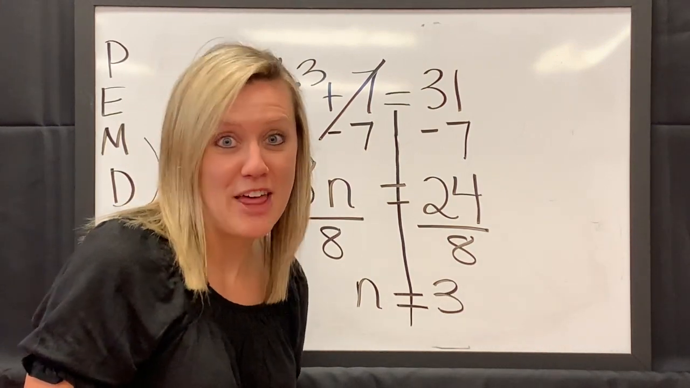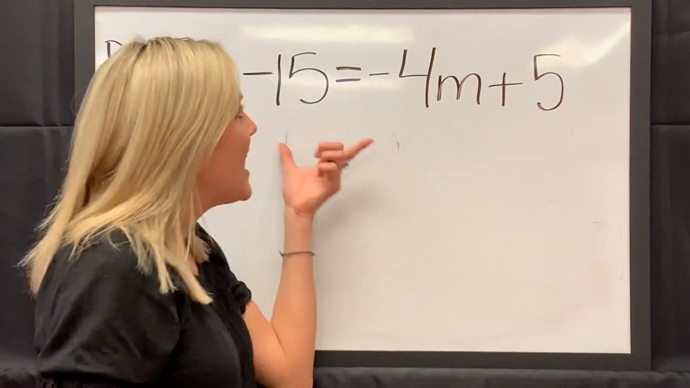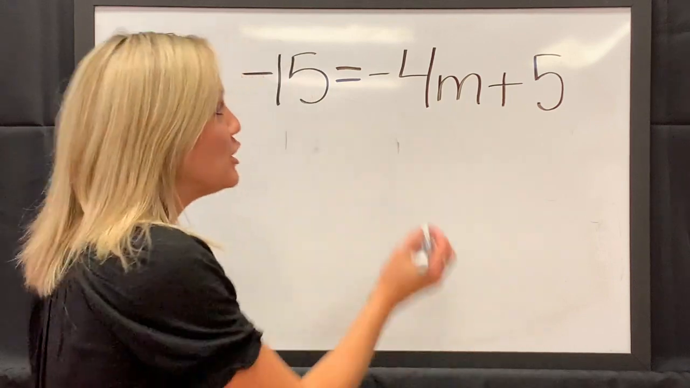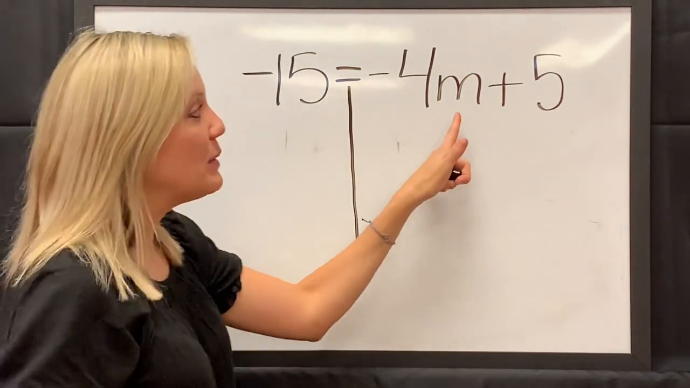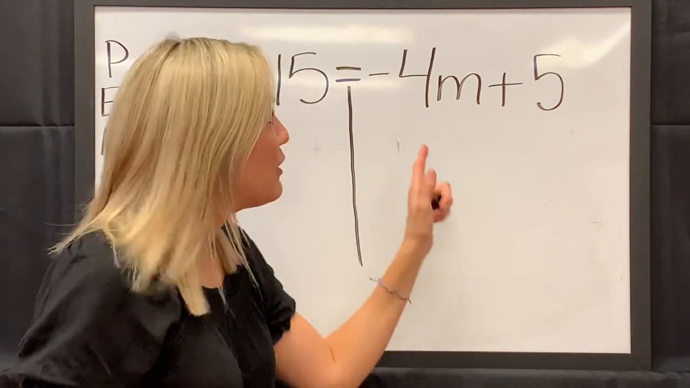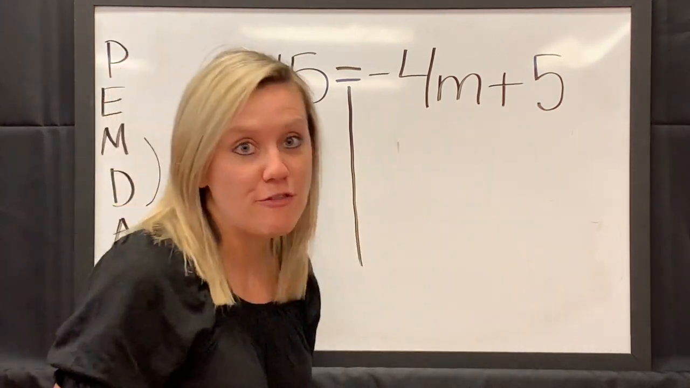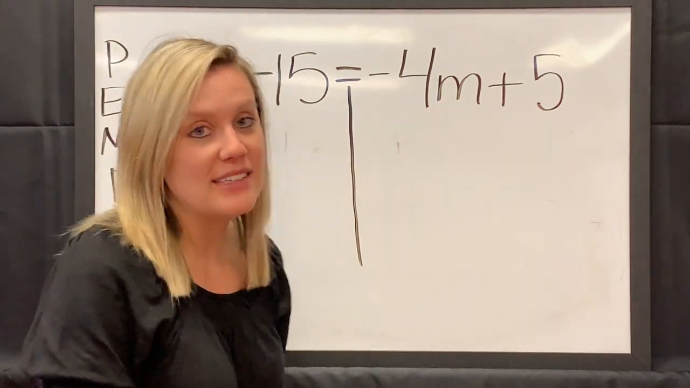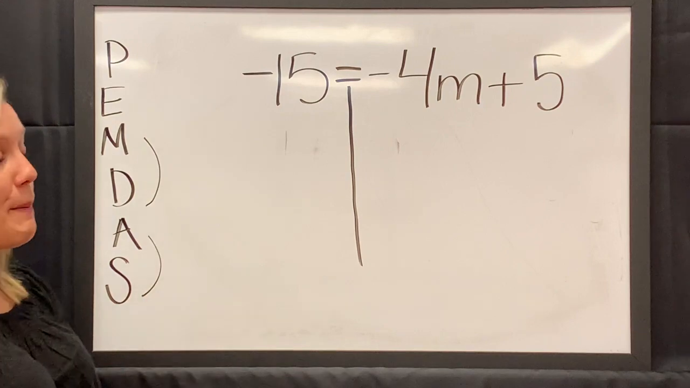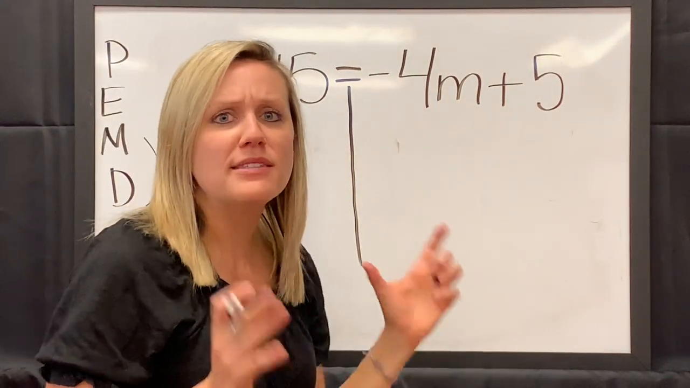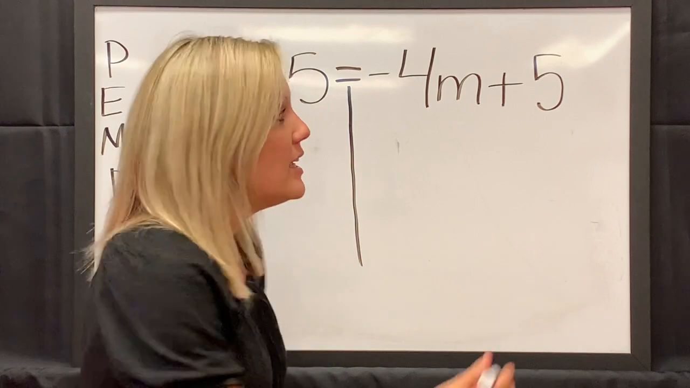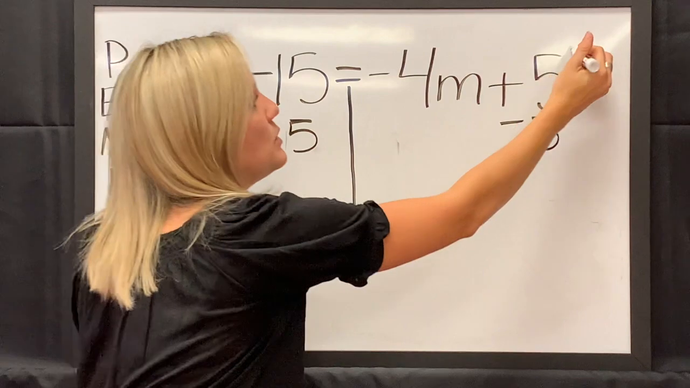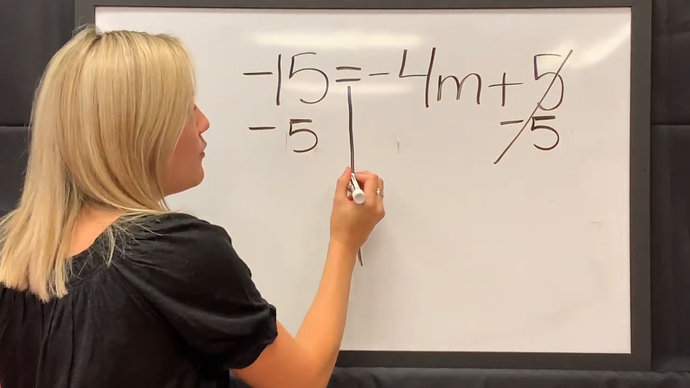Let's practice another one. Here we have negative 15 equals negative 4m plus 5. I'm going to draw my line in, and I want to get this m by itself. So I need to get rid of the negative 4 and the 5. I'm going to get rid of this 5 first, not only because it's in the reverse order of the order of operations, but also because it's further away from our variable. So I'm going to subtract 5 from both sides. This will cancel, and I'll be left with negative 4m.